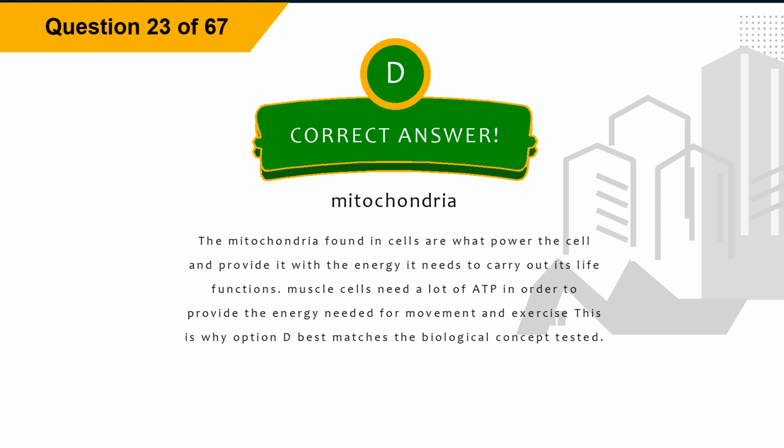Explanation: the mitochondria found in cells are what power the cell and provide it with the energy it needs to carry out its life functions. Muscle cells need a lot of ATP in order to provide the energy needed for movement and exercise. This is why option D best matches the biological concept tested.